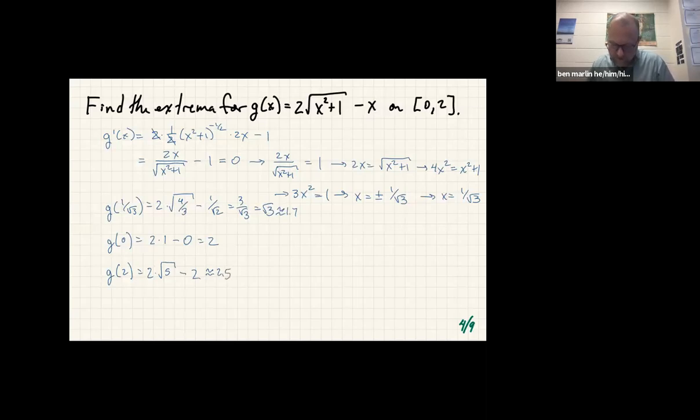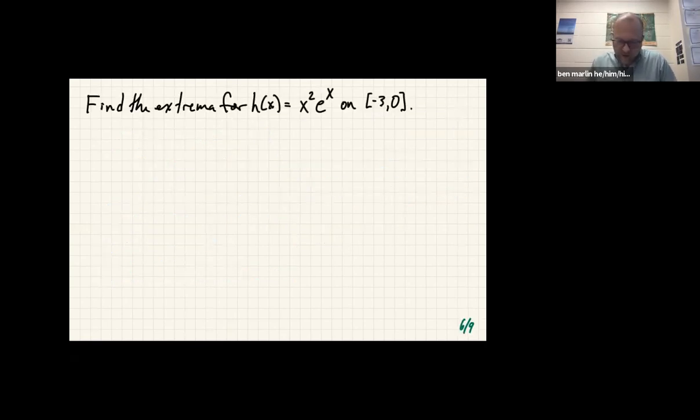That'd be close enough. So this is our absolute minimum. The smallest value the function takes on is square root of 3. And this would be our absolute maximum here at 2 root 5 minus 2. It's about 2.5. Okay, so all the other x values give you something between those.